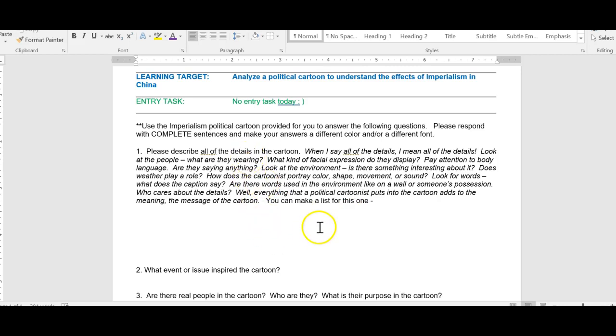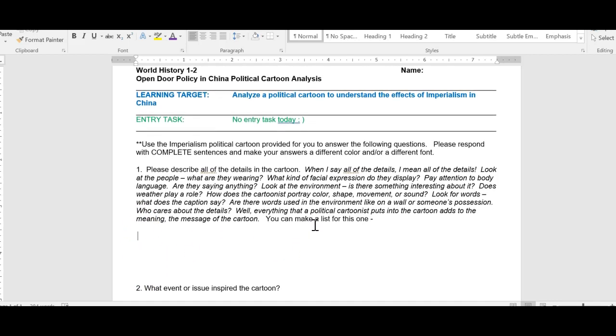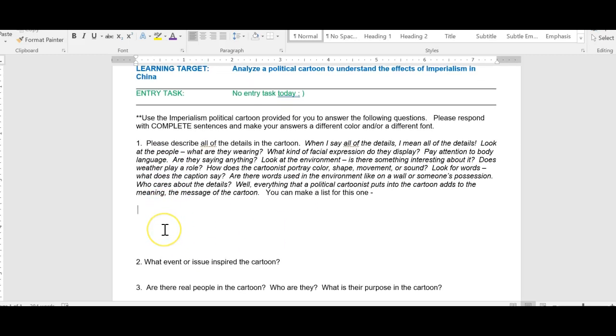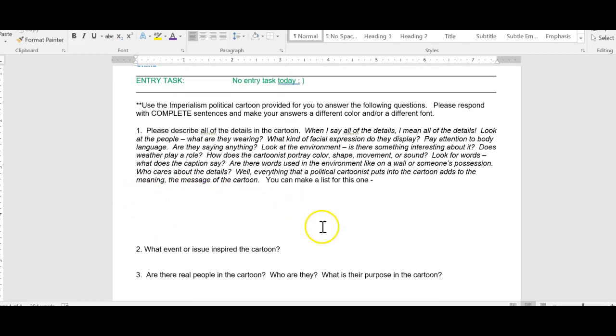Look at the people. What are they wearing? What kind of facial expressions do they display? Are they saying anything? Look at the environment. Pay attention to color, shape, movement, even sound. Okay, so look at this list of description that I gave you, and when you go to write down what you see, for this one only, it is okay to write in list form, to write in bulleted form, okay? Always make sure that you are writing in a different color or font than what I use so that it's easy for me to see what you wrote compared to what I wrote.